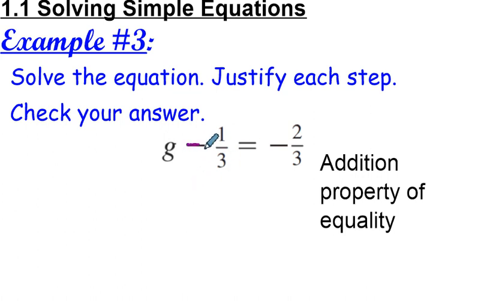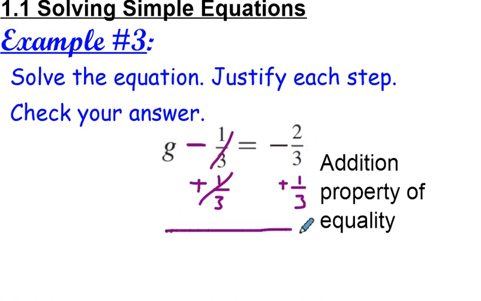Ask yourself, what undoes this operation? What undoes subtraction? And of course, that's addition. So I need to add 1/3 to both sides of this equation. And this one's not so bad because we already have common denominators. These are both 3's in the denominator. So that means we can combine these using addition or subtraction by just combining the numerators.